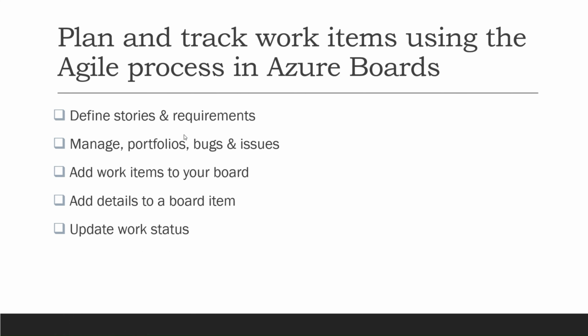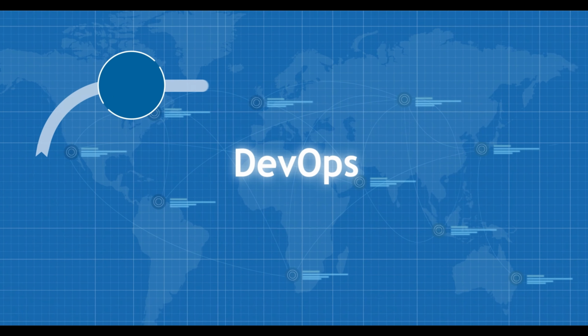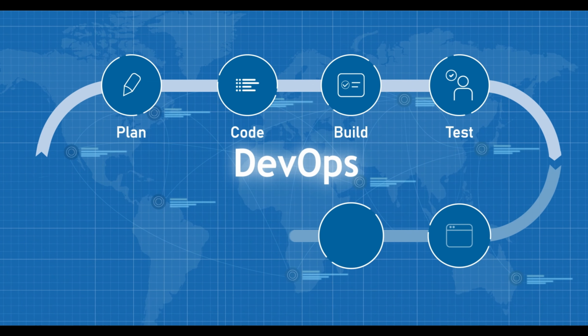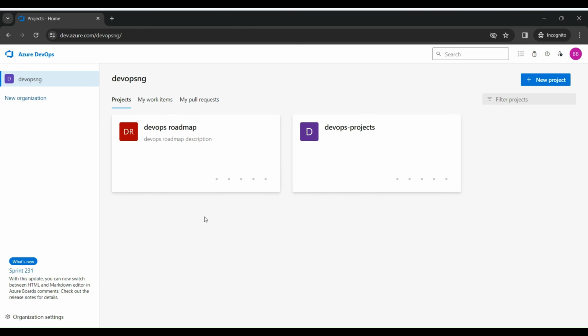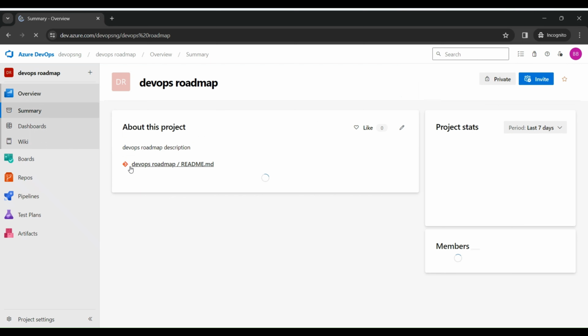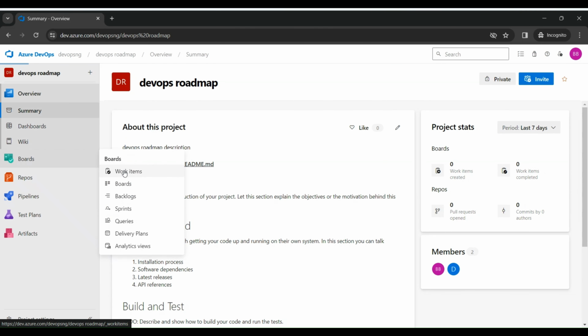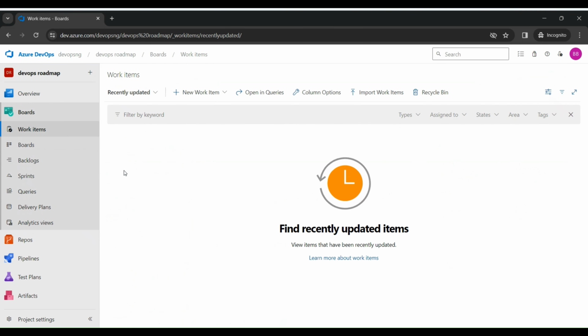Now let's take a look at how we can perform all this from our Azure DevOps platform. I'm currently logged on to my Azure DevOps environment. For the purpose of this video, I'll be making use of the DevOps Roadmap project, which I've created using the Agile process. So to start with, I'll click on this and I'll click on the work items under the board. From here, I can start adding my work item.